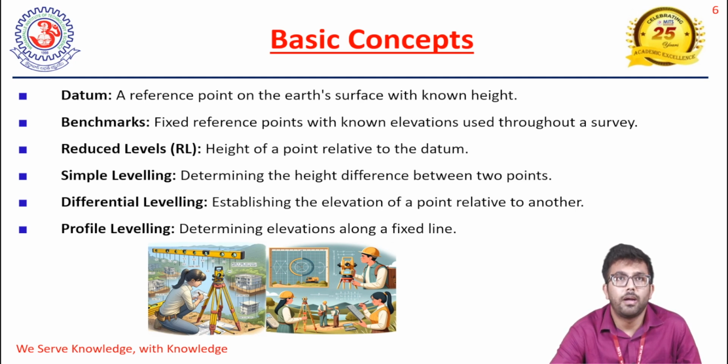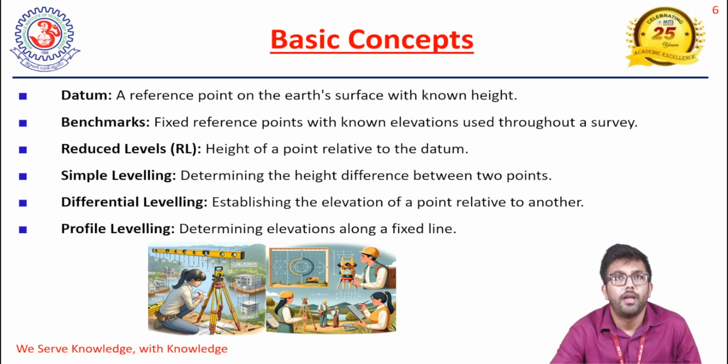Then the heights of points B, C, D will be basically their reduced levels with respect to the datum, that is the benchmark of that particular area. Now, the different types of leveling. We have three types of leveling: simple leveling, differential leveling, and profile leveling. Simple leveling is basically determining the height difference between 2 points.